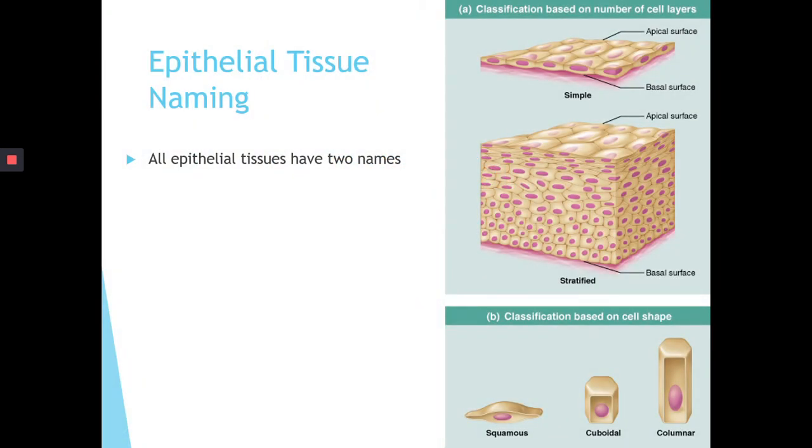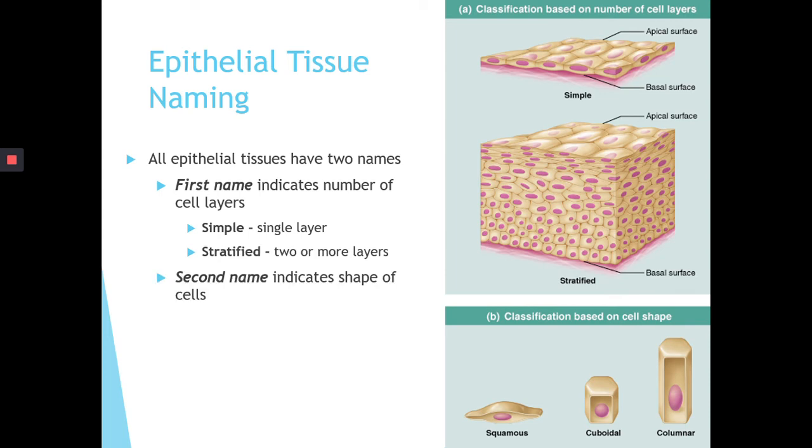So what we want to begin with is that when we talk about epithelial tissues, they all have two names. I kind of describe it as their first name and last name. And the first name is always going to indicate the number of layers. You will either have simple or stratified epithelial tissue. Now at the top, we can see the simple indicates that we're dealing with one layer. Stratified, we're dealing with more than one layer. I won't count all the layers here, but definitely more than one.